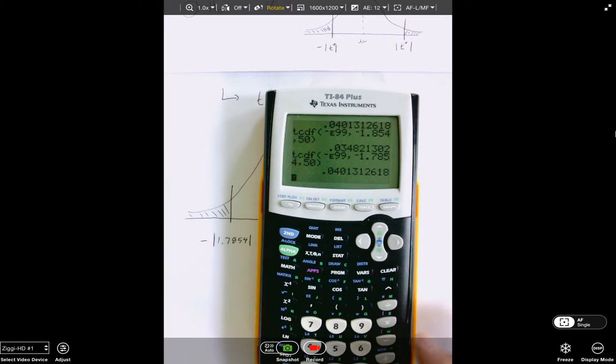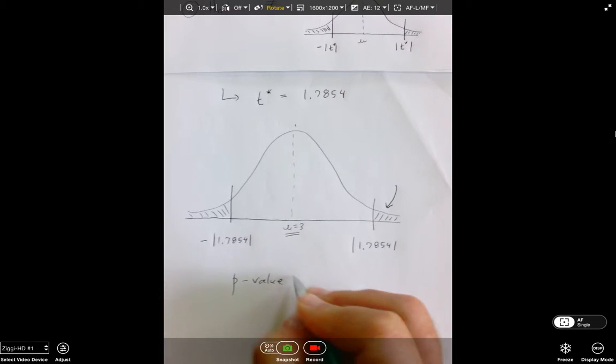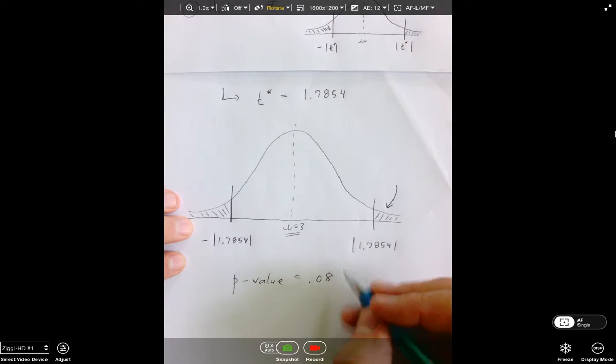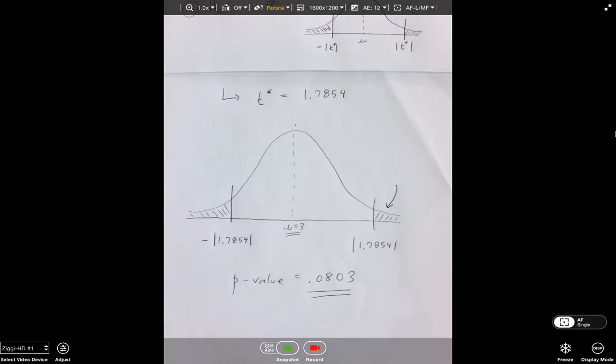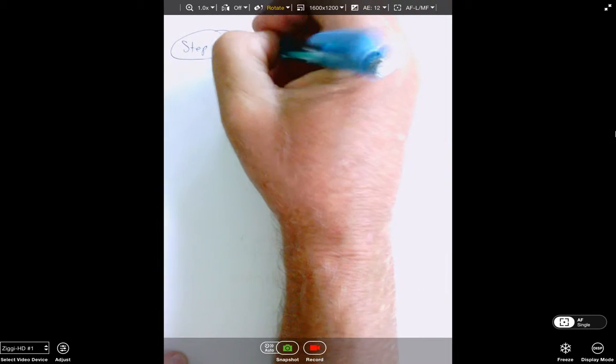But because I need both areas, I have to multiply that by 2. And I get my p-value equals 0.0803. That's the hard part. Everything else is fine and dandy. All right? So, step 4. It's decision time.